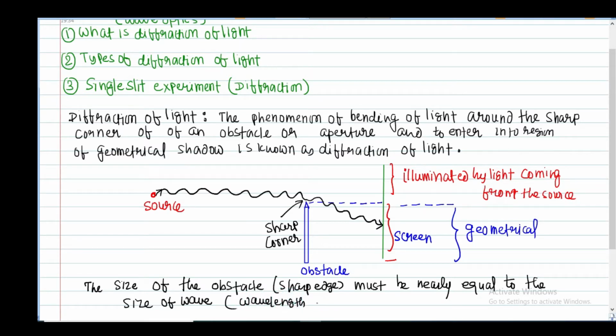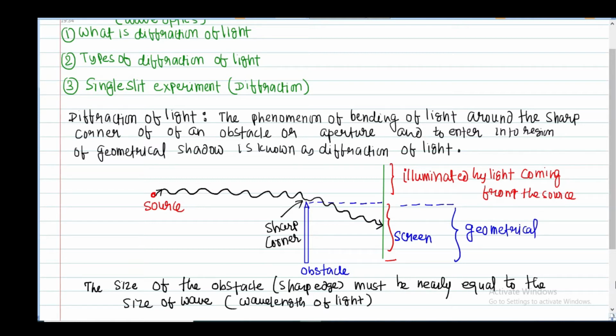If this condition is satisfied, then the bending of light will occur around the sharp corner of any obstacle or aperture. So this phenomenon of light is known as diffraction of light. It's very simple now. So what is diffraction of light? Diffraction of light is the phenomenon of bending of light around the sharp corner of an obstacle or aperture, and entering into the region of geometrical shadow of that obstacle.